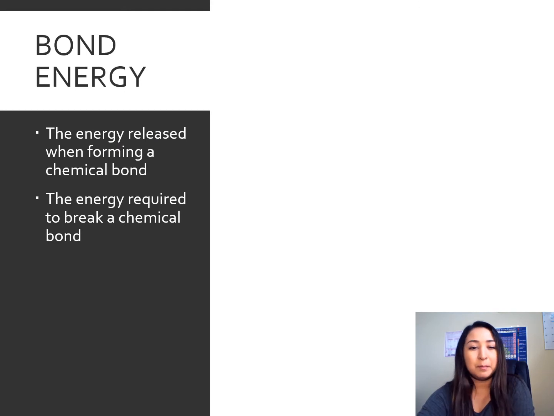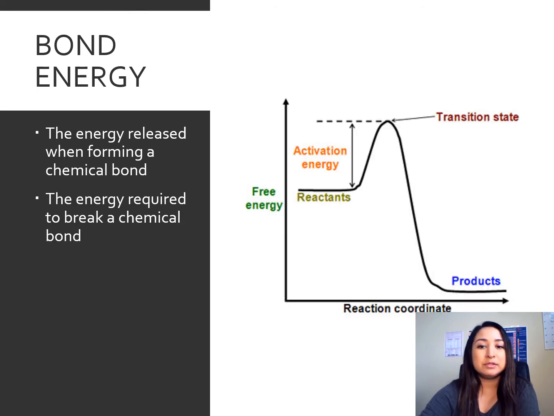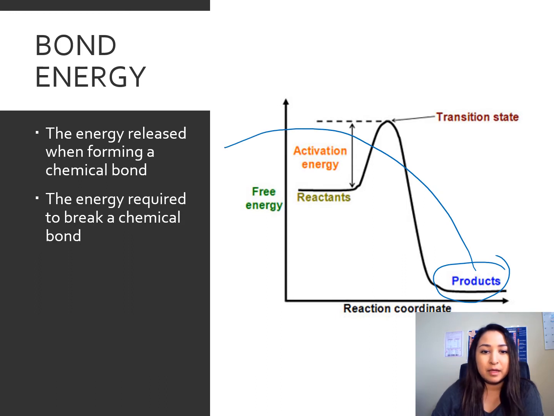So let's talk about bond energy. The energy released when forming a chemical bond, now that is when you form a product. So looking at this reaction coordinate diagram, when you form bonds, this happens on the product side. And the energy required to break a chemical bond, now you get that energy from your reactant side.